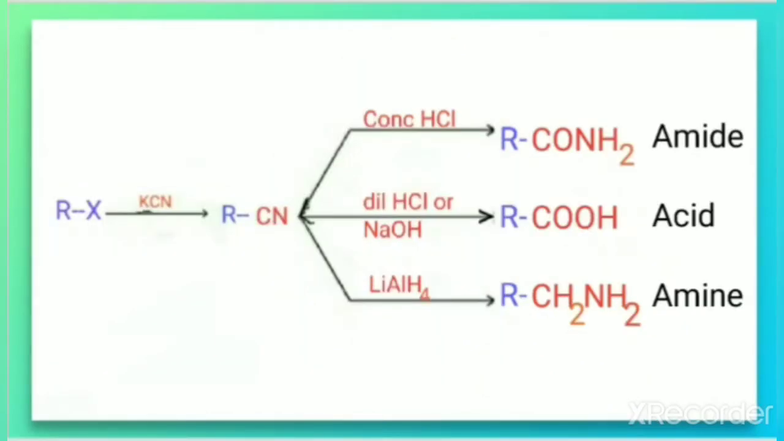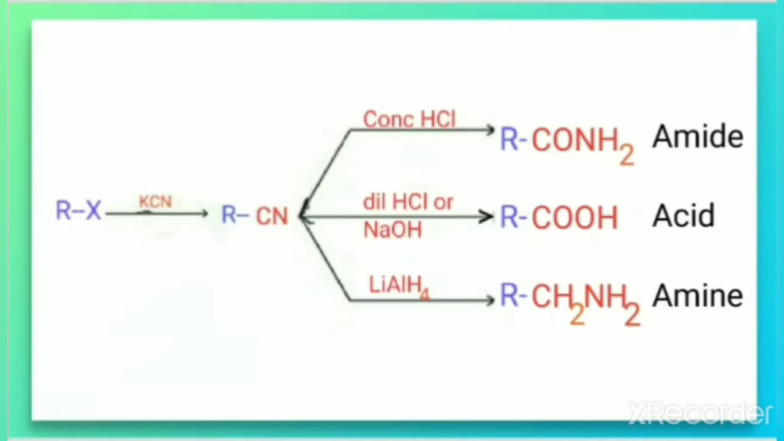When RCN is further reacted, when it undergoes partial hydrolysis, it gives rise to amide as a product. When it undergoes complete hydrolysis, it gives acid as a product, and when it undergoes reduction, it gives rise to amine. Let us see how the reactions take place, how we can easily make the product.